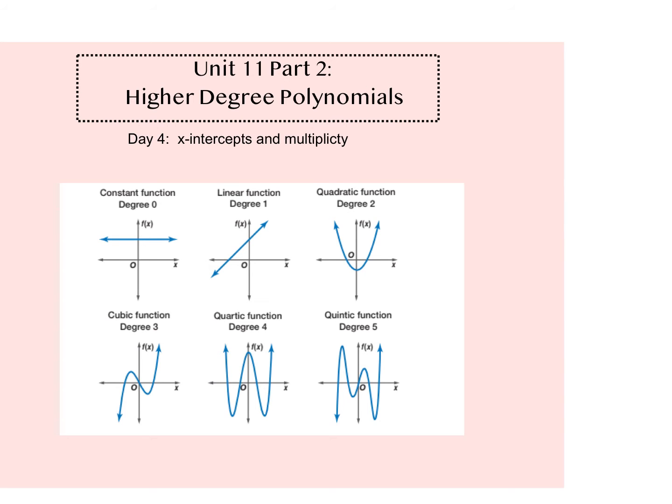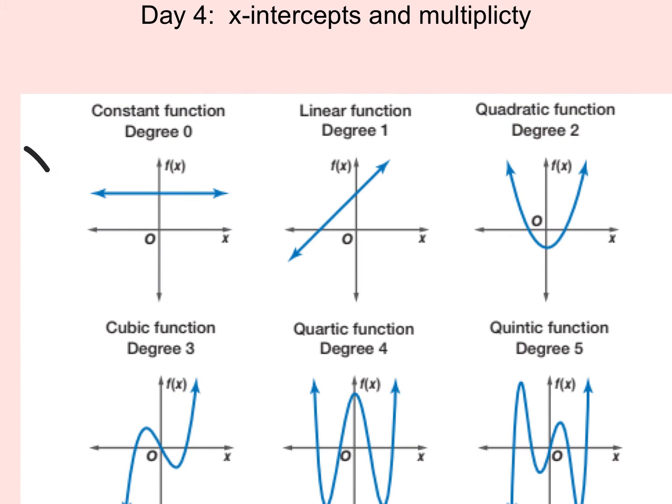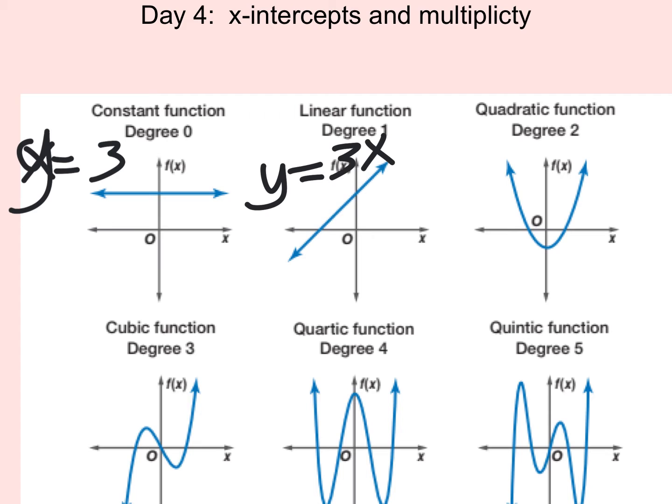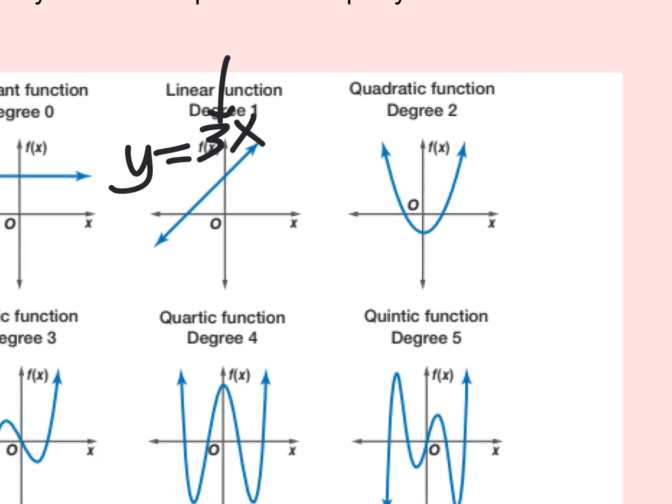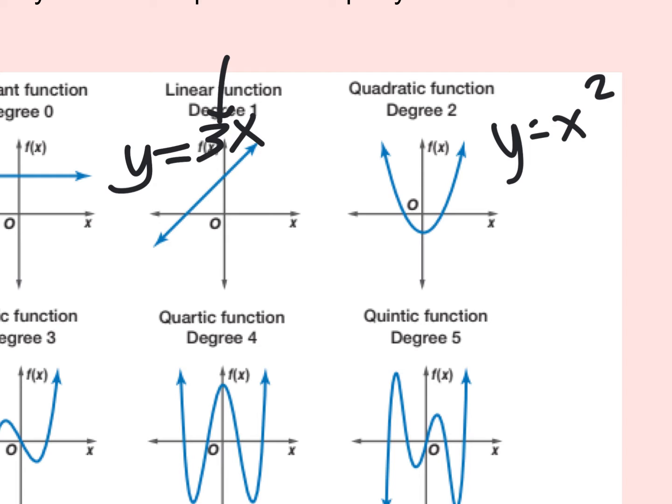So if you just have like y equals 3, then the line is just flat like that. If you have like y equals 3x, then it just has a tilt to the line. It's got a slope, right? If you have like y equals x squared, then you get a curve in it.